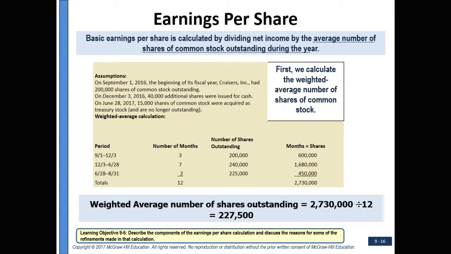It's because we had a period of time when there were quite a bit more outstanding than there were in other periods. This is one of the times when we don't just take the beginning of the period and the end of the period, add them together and divide by 2, because it's a weighted average number.